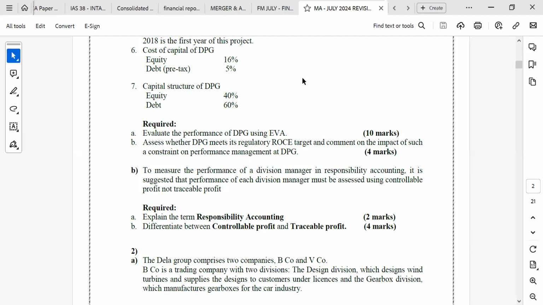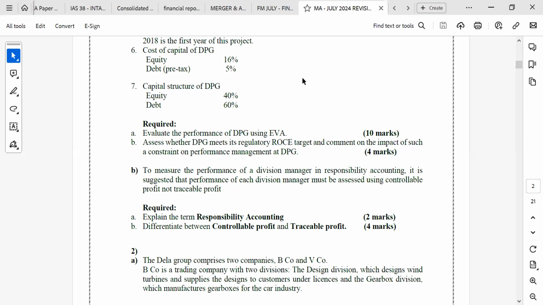So divisional managers, mostly it is for divisional managers. We have a lot of divisions, and managers are assigned to them. So resources will be given to them. At the end of the day, they have to be held responsible for how the funds are being used and how they use the funds to generate revenue.